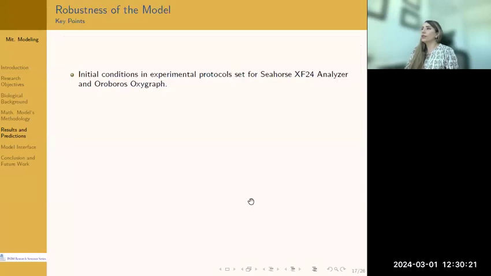So to check the robustness of the model, we have also examined its behavior under varying initial conditions. Here is a breakdown of the main points. Initial conditions are crucial parameters in experimental protocols conducted using the Seahorse XF24 analyzer and Oroboros oxygraph. These conditions are carefully set to establish a baseline for mitochondrial function measurement. Altering initial conditions provides valuable insights into the behavior and limitations of the model. By systematically adjusting these conditions, we can explore how changes in the environment affect mitochondrial activity and function.